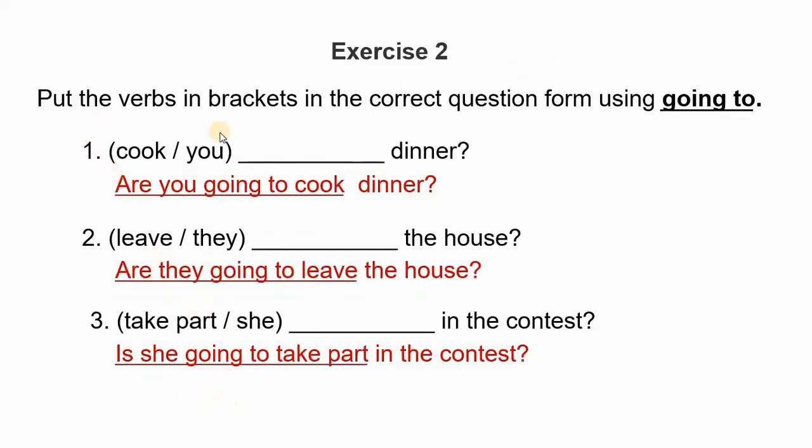Put the verbs in brackets in the correct question form using going to. So question number 1. The correct answer is, are you going to cook dinner? Number 2. Are they going to leave the house? And number 3, is she going to take part in the contest?